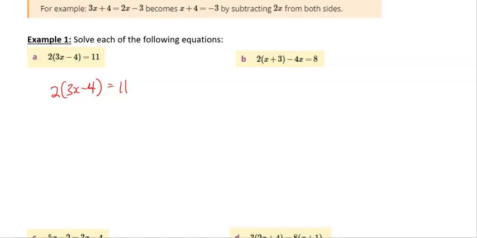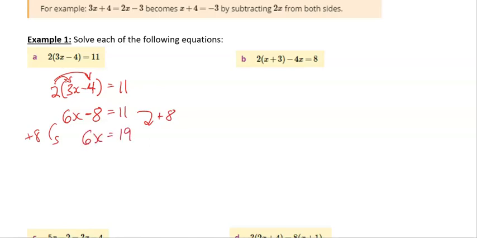But we're going to practice expanding our brackets and remembering that if we multiply 2 times 3x, we get 6 x's, and we also have to do that on the other side. 2 times negative 4 is negative 8, isn't it? Yeah. And that's going to equal 11. We add 8 to get rid of that minus 8, and we get 6x equals 19, kind of a funny amount.